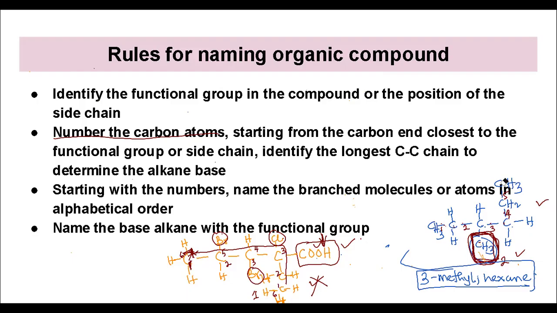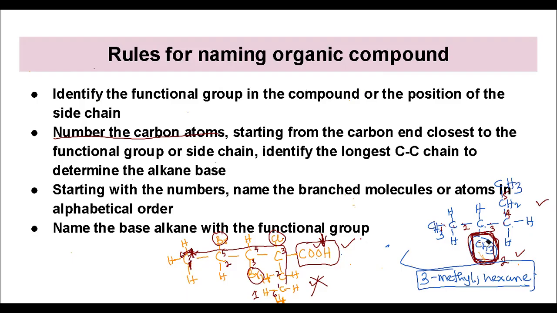So numbering the carbon atoms, I have 1, 2, 3, 4, 5, 6. If I number from this end as well, I have 1, 2, 3, 4, 5, 6. If I start my number from this one, this is not the closest carbon atom to the side chain, because the side chain would be on carbon number 4. But if I start counting from here, the side chain is on carbon number 3. That means this carbon atom here is the closest carbon atom to the side chain.